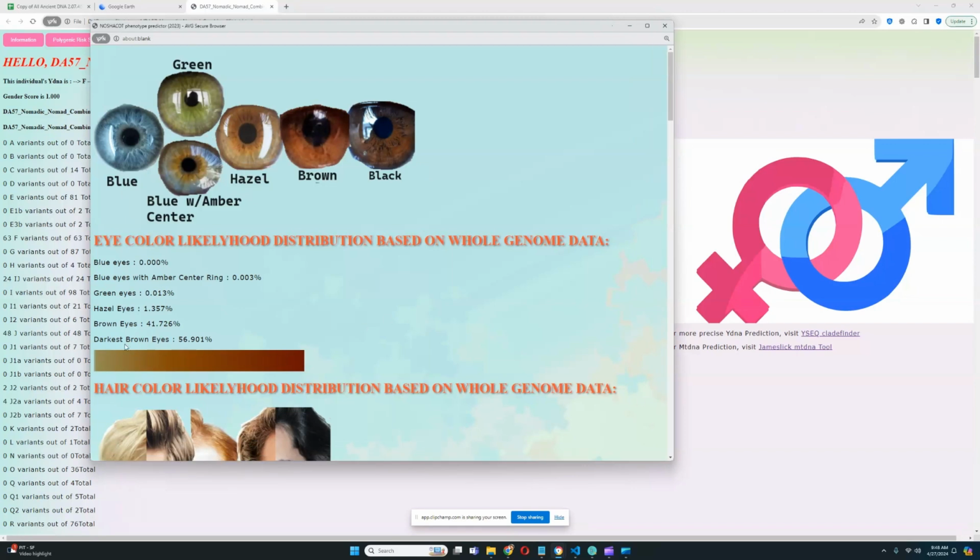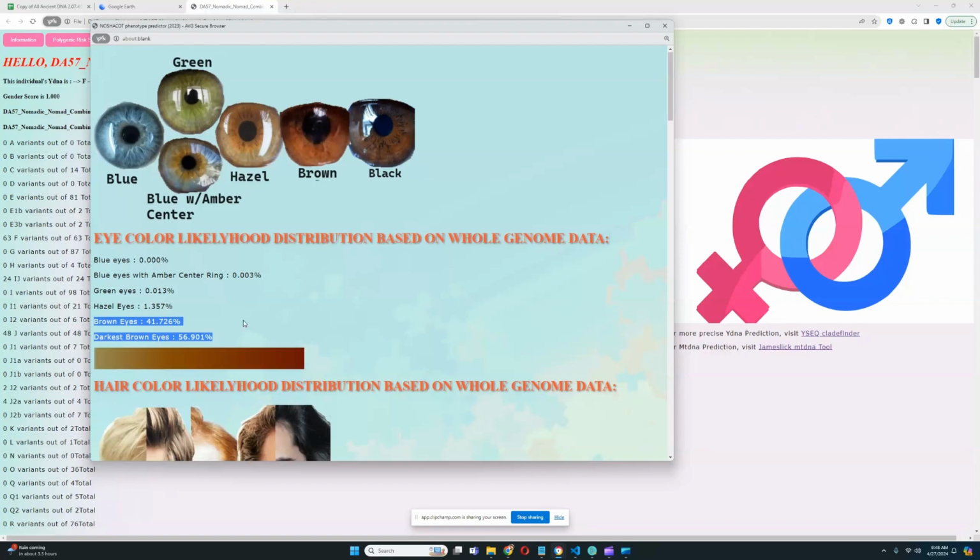So it looks like he's got darkest brown eyes. Looks like he's got very dark eye color. The likelihood of brown eyes for him is 41%. So pretty much for eye color, he's split between darkest brown and brown eye color. He definitely doesn't have blue eyes, blue eyes with amber center, or green eyes. No likelihood for any sort of light eye color for him at all. His eye color is definitely some shade of brown, dark or light brown.